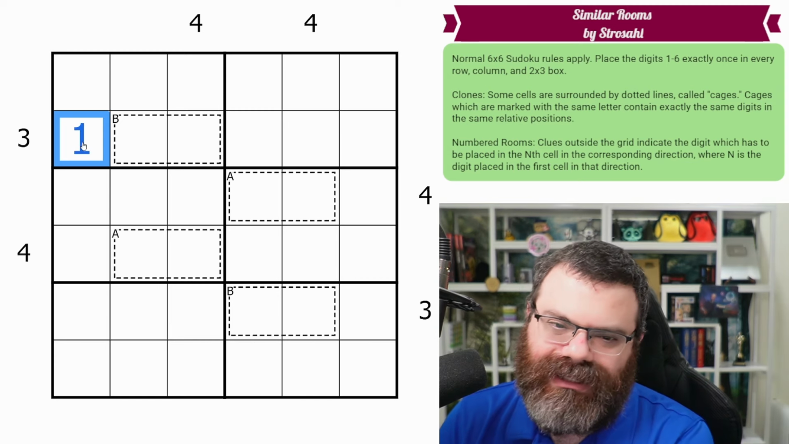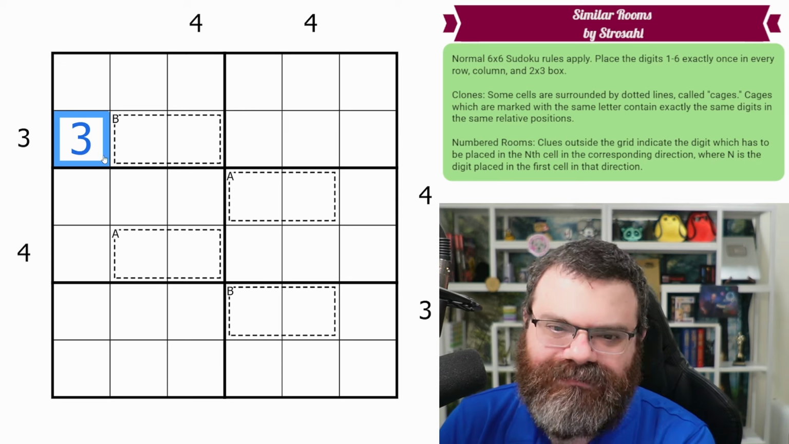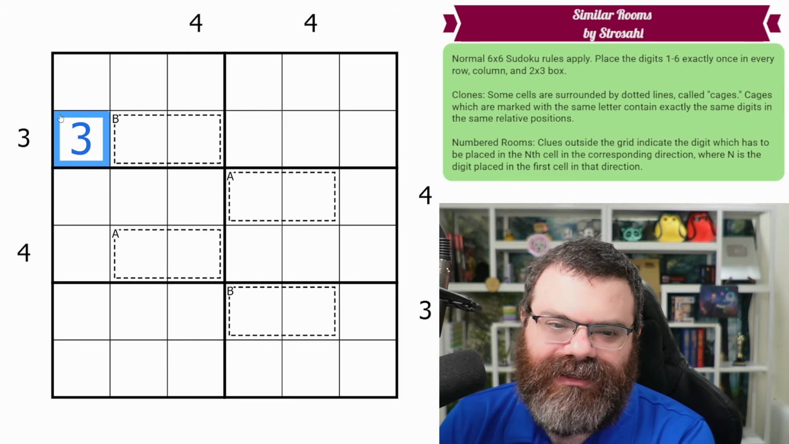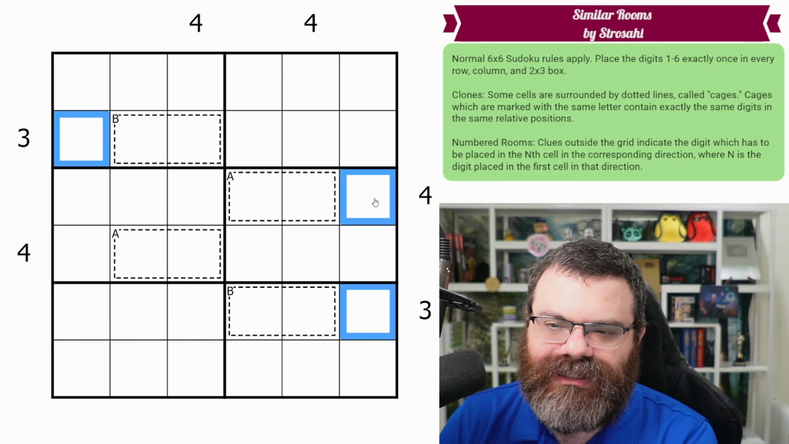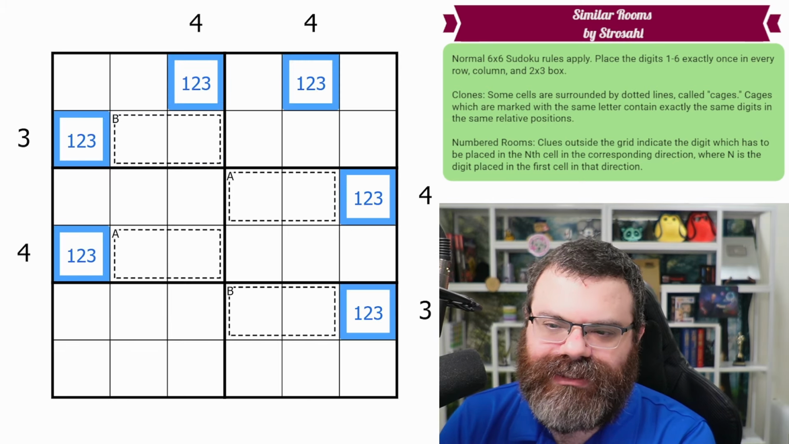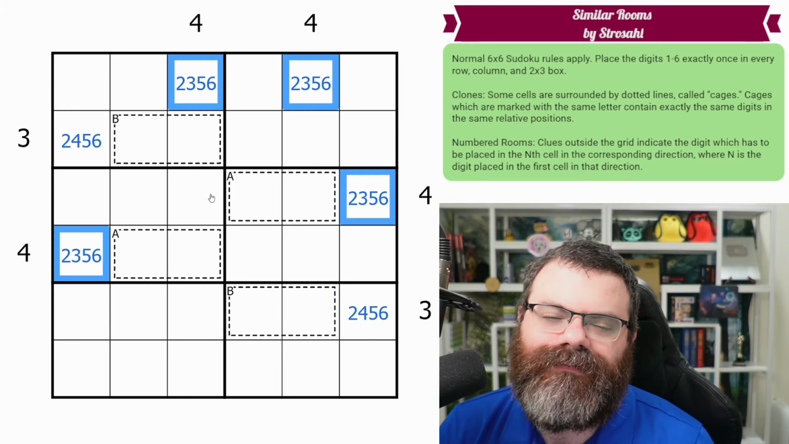So the 1 tells us that in that same cell, we'd need the clue, which is a 3. That's no good. A 3 tells us that 3 away from it is a 3, and now we'd have 2 of them in the same row. So let's just actually start all of these with 1 through 6. The 3s cannot be 1, 3, and the 4s cannot be 1, 4.